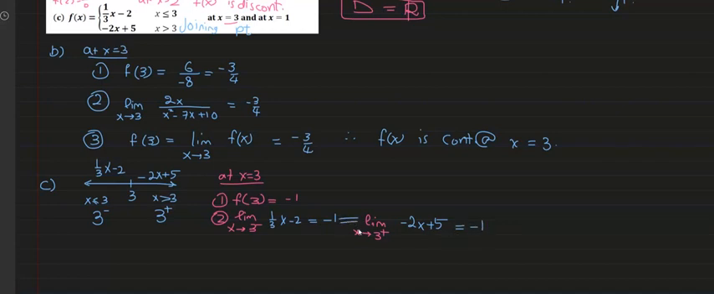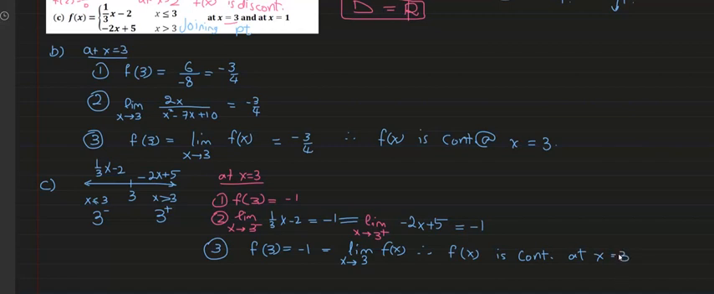Both are equal. Then finally, what we will do is that we will find that f of 3, which is equal to negative 1, is equal to the limit of the function as x approaching 3 in general, which is equal to negative 1 as well. Therefore, f of x is what? Continuous or discontinuous? Is continuous at x equal 3.